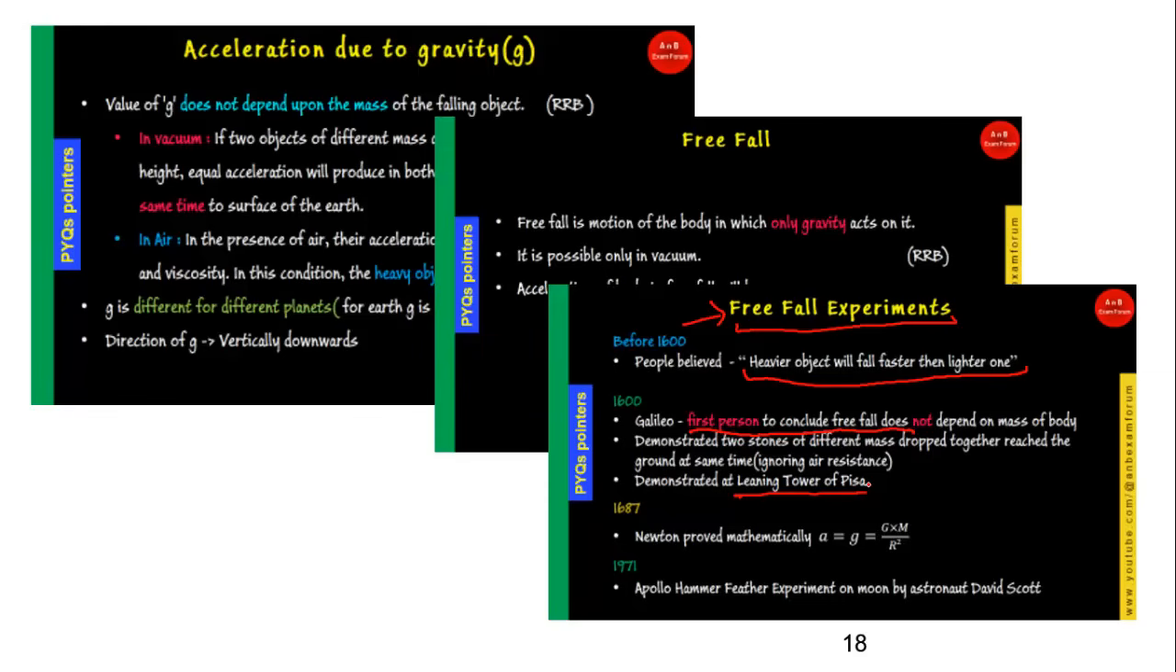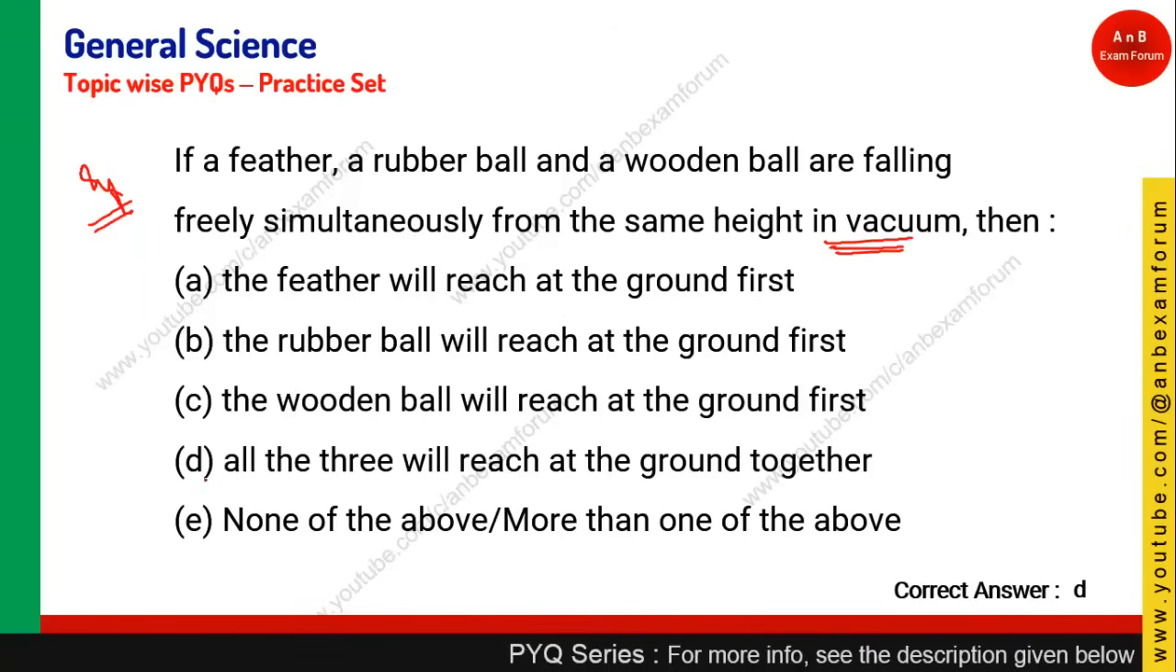But in 1987 Newton proved mathematically, if you see the acceleration due to gravity formula, that it is independent of mass. The mass which you are throwing does not matter, gravity is independent of that mass. So the value of g does not depend upon the mass of the falling object. That is very important that you have to understand. So in this question, all of these three will reach the ground at the same time.